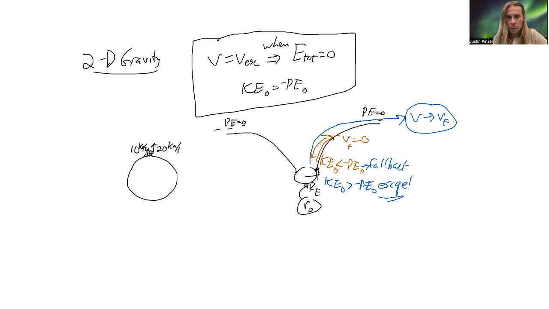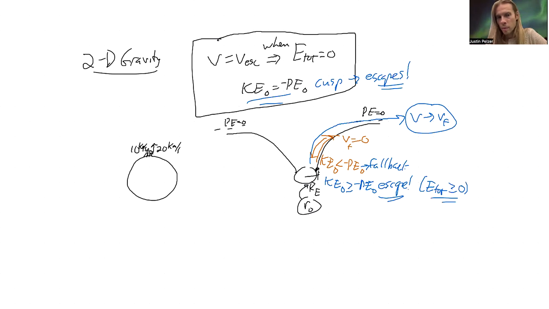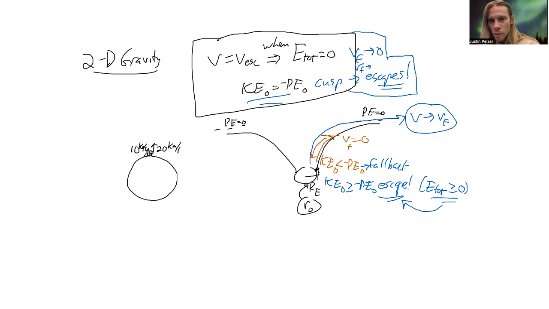So this is the cusp between these two. Technically, the object will escape here, so in a way this is a greater than or equal to. If E total is greater than or equal to zero, there will be an escape. But at the equal sign, there's one little difference, which is that V final approaches zero as an asymptote, and it never turns around. It never actually gets there. As R final approaches infinity, V final approaches zero, so it slows down to zero, but it never actually gets there.